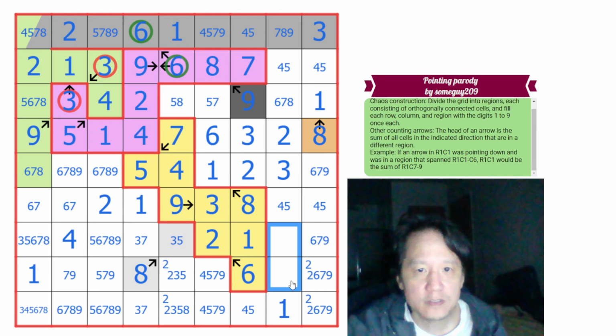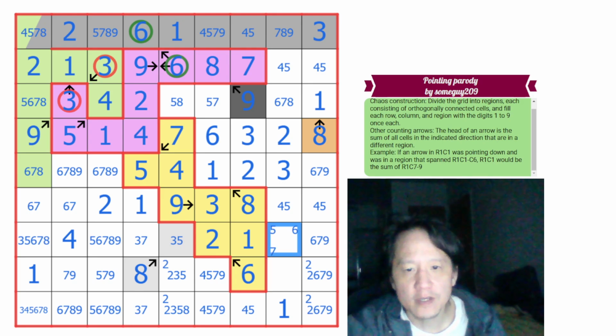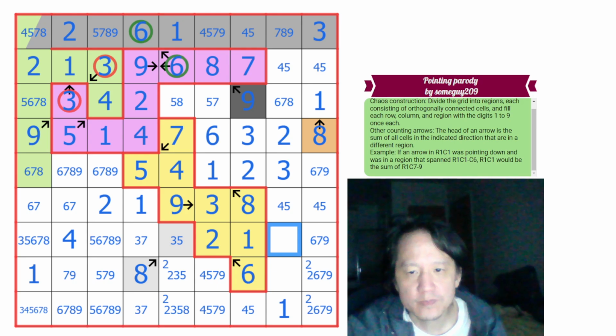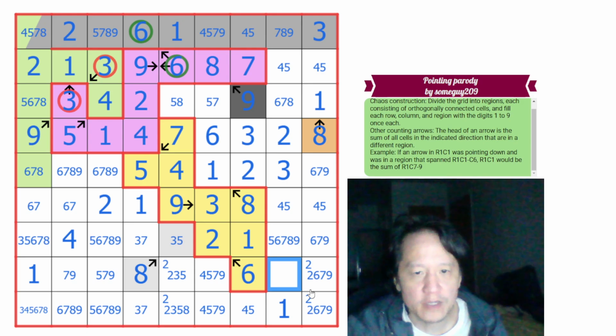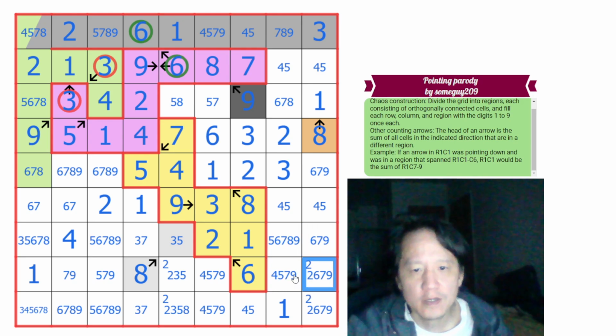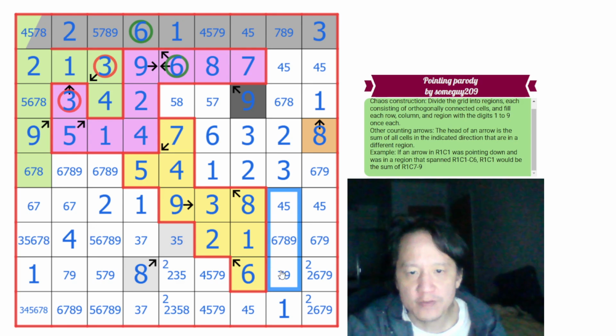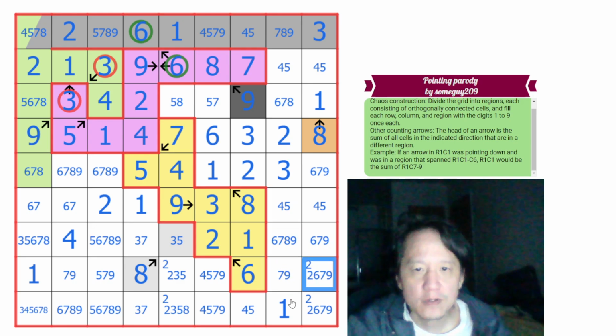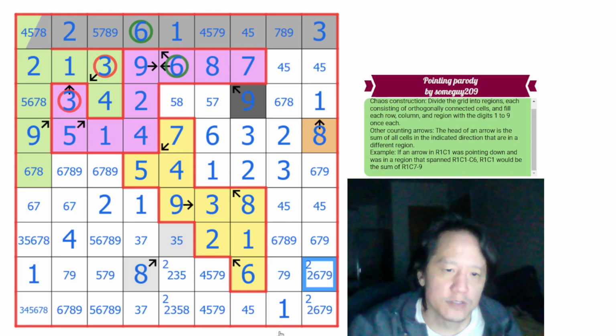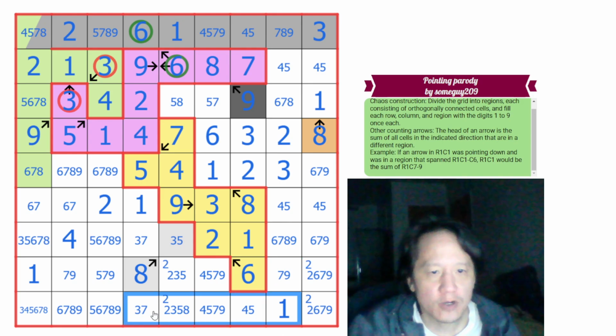Okay. This can be 5, 6, 7, 8, 9. This cannot be 1, 2, 3, 6, or 8. So this is 4, 5, 7, 9. Can't be 4 or 5, though. There's no 5s allowed here. Okay, so this 1 does actually have to go somewhere here. Right? Or maybe not.